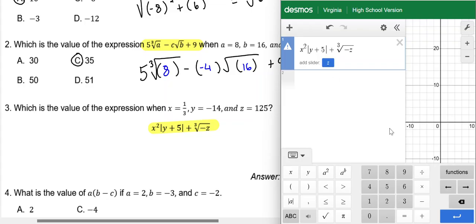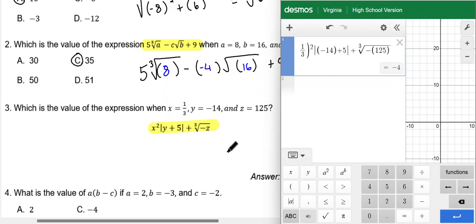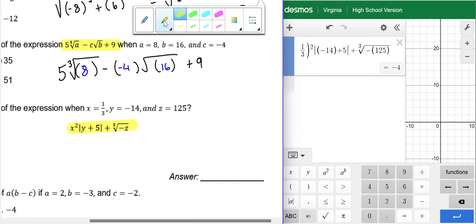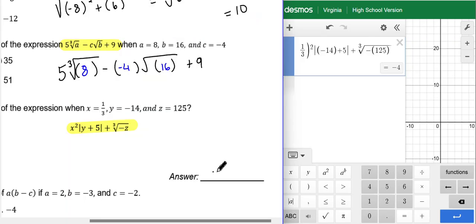So I have to actually go ahead and change the x to parentheses, where x is 1/3. Change the y to parentheses, y is -14. And then I don't have to change the z, but I will anyway. Minus z, and then z is 125. The answer is -4, and I'm just going to have to type it in. Okay. This skill right here is super important, and you will get good at it as long as you practice all of this, okay? All right.